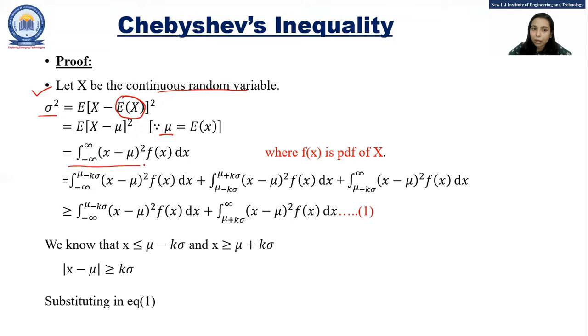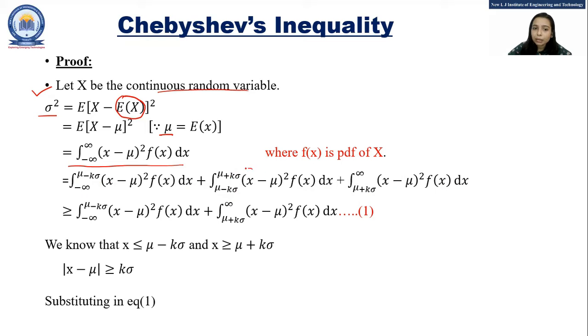This integration can be divided into three parts. The first is the integration from minus infinity to mu minus k sigma of x minus mu square f of x dx, plus the integration from mu minus k sigma to mu plus k sigma of x minus mu square f of x dx, plus the integration from mu plus k sigma to infinity of x minus mu square f of x dx.